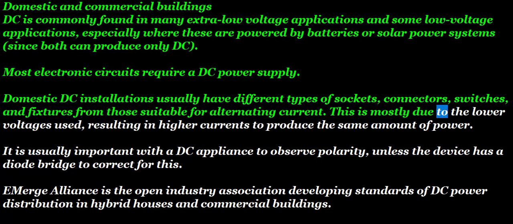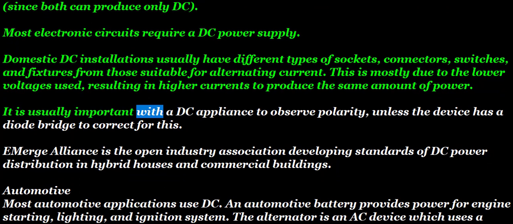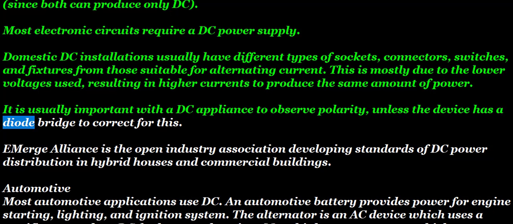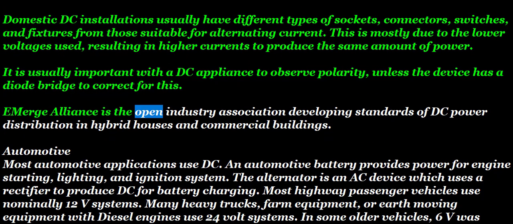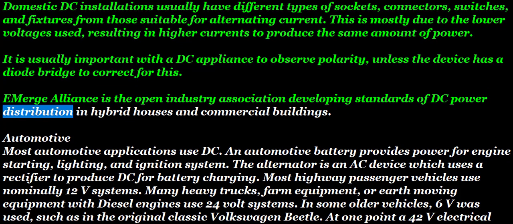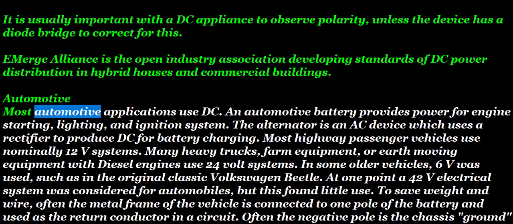This is mostly due to the lower voltages used, resulting in higher currents to produce the same amount of power. It is usually important with a DC appliance to observe polarity, unless the device has a diode bridge to correct for this. Emerge Alliance is the open industry association developing standards of DC power distribution in hybrid houses and commercial buildings. Automotive. Most automotive applications use DC.